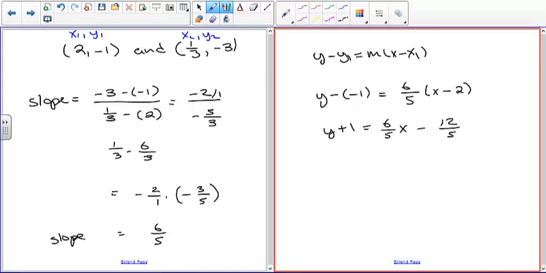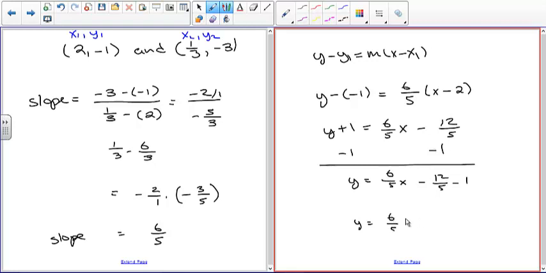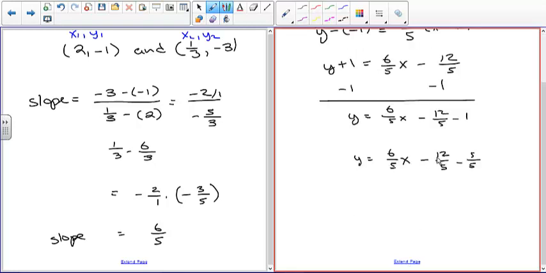Okay, so we need to solve for y. Subtract 1 from both sides. Get y is equal to 6/5 x minus 12/5 minus 1. I always go this one extra step. You might be able to do this in your head, and that's fine. But I put these on the same line, and then I convert this to the appropriate fraction that has the same denominator. And then I can just do the simple math. So negative 12 minus 5 is negative 17. So you get 6/5 x minus 17/5.